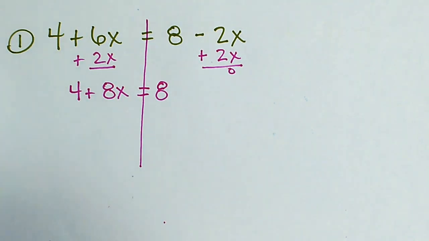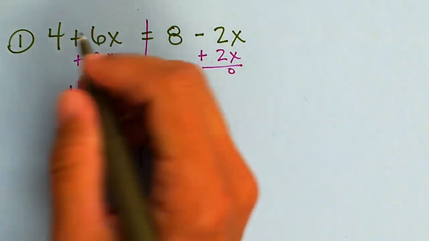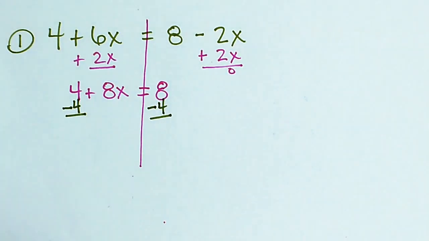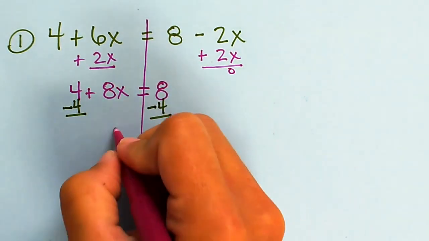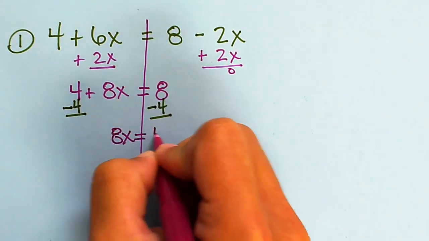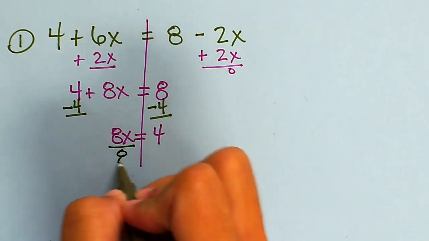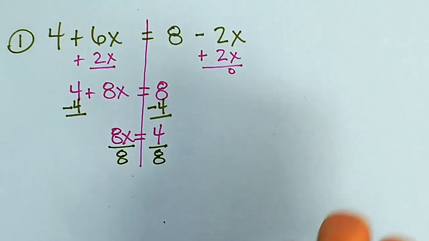4. What is it doing? Well, it's a positive 4, so I am going to do the opposite. I'm going to subtract 4 from both sides of the equal sign. I'm left with 8x equals 4. I asked myself, what number's on the same side of the equal sign as x? 8. What's it doing to x? Multiplying. What is the opposite of multiplication? Division. So what do I need to do and where? I need to divide both sides by 8.